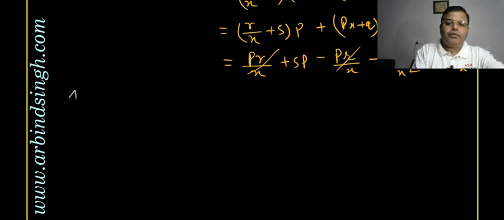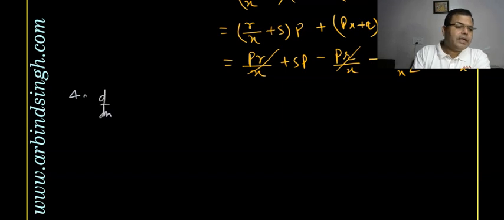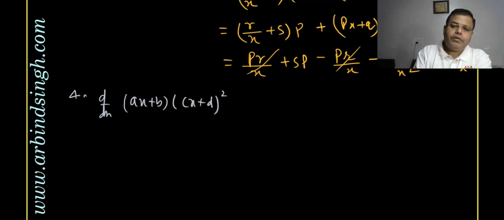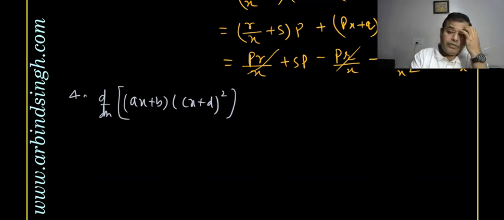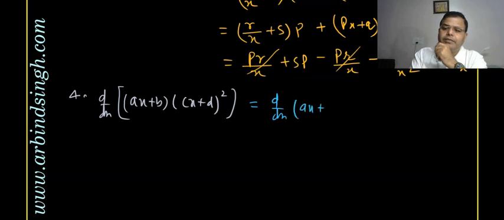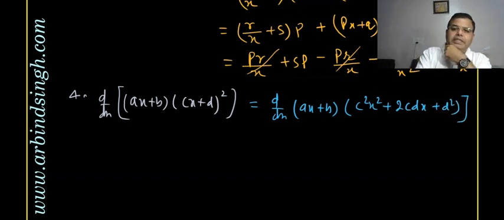Now question number four. The fourth question is given here: d by dx of (ax plus b) into (cx plus d) whole square. To solve this question, you can apply the product rule directly. Or you can expand (cx plus d) whole square as c square x square plus 2cdx plus d square, and then apply the product rule. That is also a way.